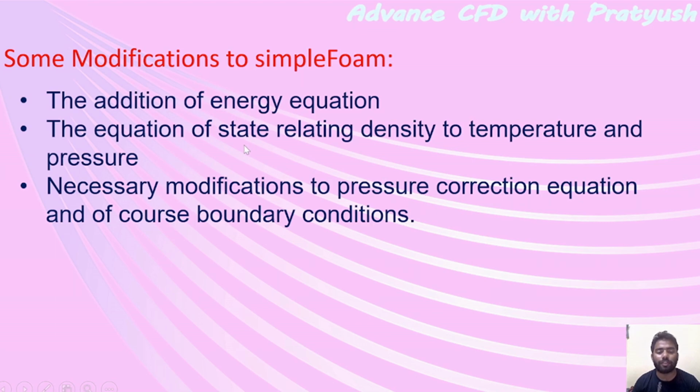Now, using the equation of state, we will calculate the compressibility, and then we will find the density, and that density will be related to the temperature and pressure also. And again there will be modification to the pressure correction equation, and of course the boundary conditions. So these are some modifications we are going to make in the SIMPLE form for coding rhoSimpleFOAM.